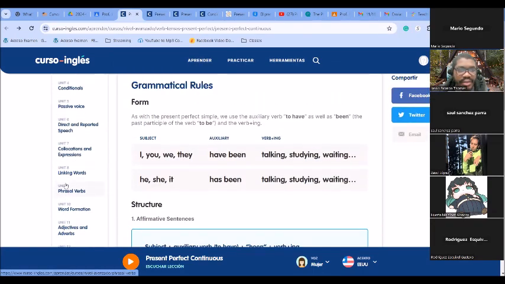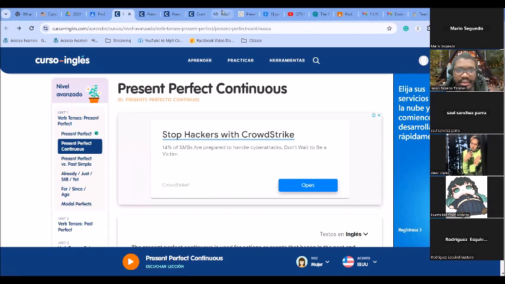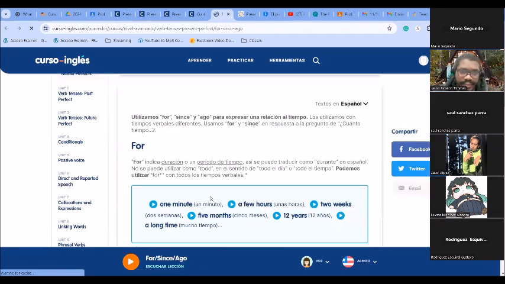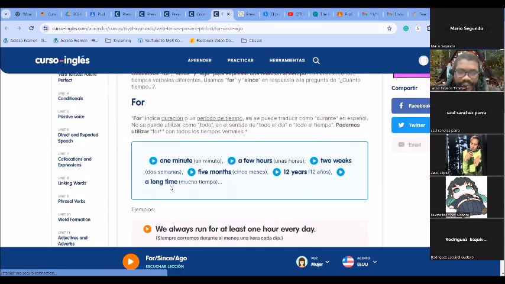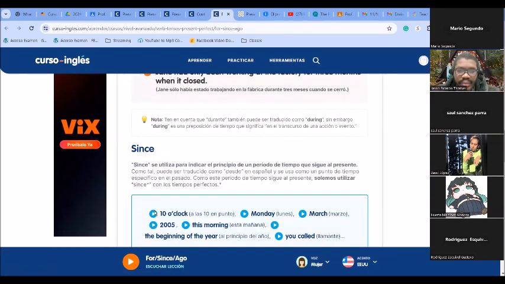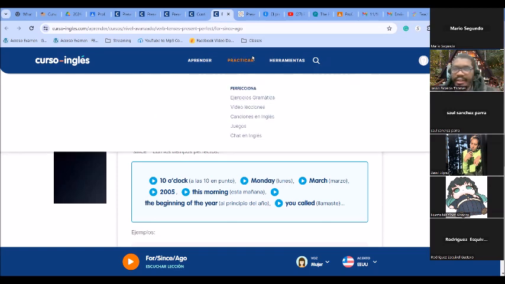All right. So as you go through, I recommend giving this a look as well. When we think about for, we're thinking about a period of time. And when we make use of since, we're looking at the start point. Right? So these two are super important.